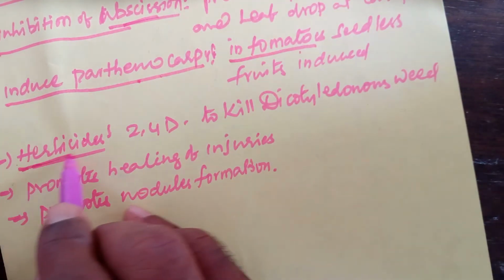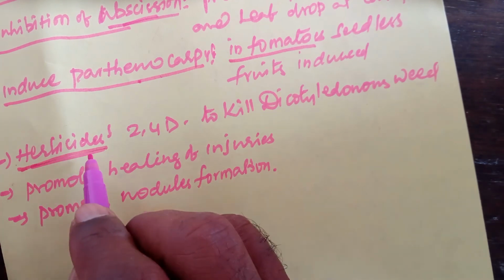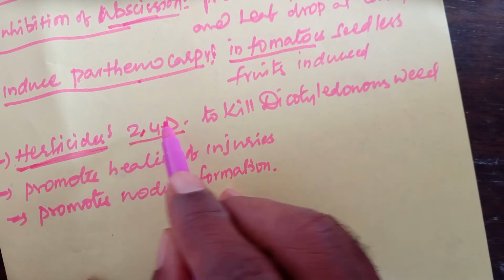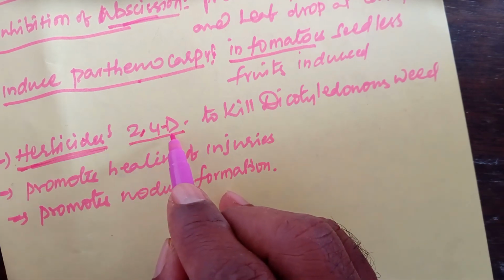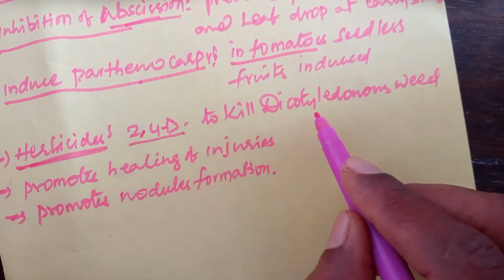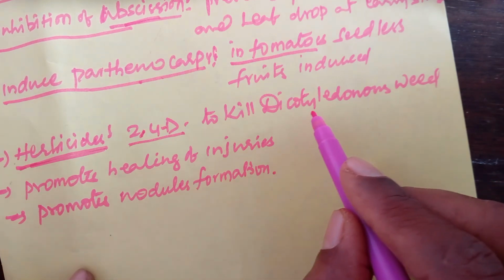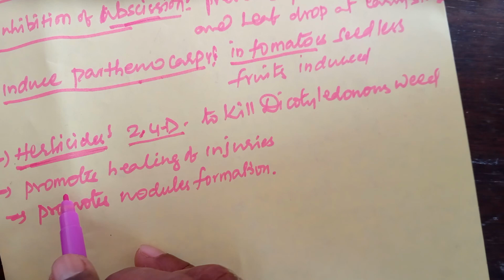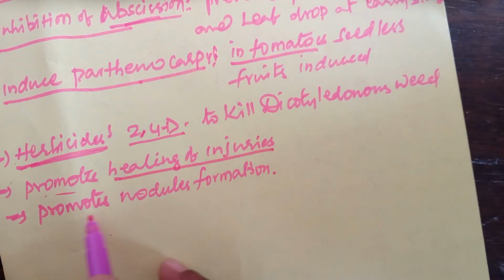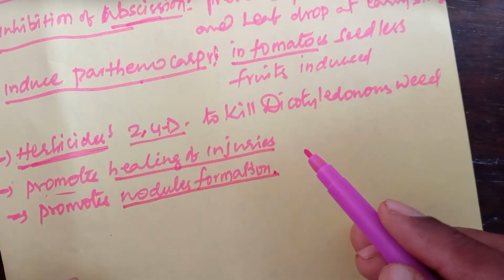Now, auxins are also used during cropping as herbicides. For example, 2,4-D is a main herbicide auxin, 2,4-dichlorophenoxyacetic acid. It kills dicotyledonous weedy plants during cultivation of monocotyledonous plants. And auxins also promote healing of injuries, and promote root nodule formation in leguminous plants.